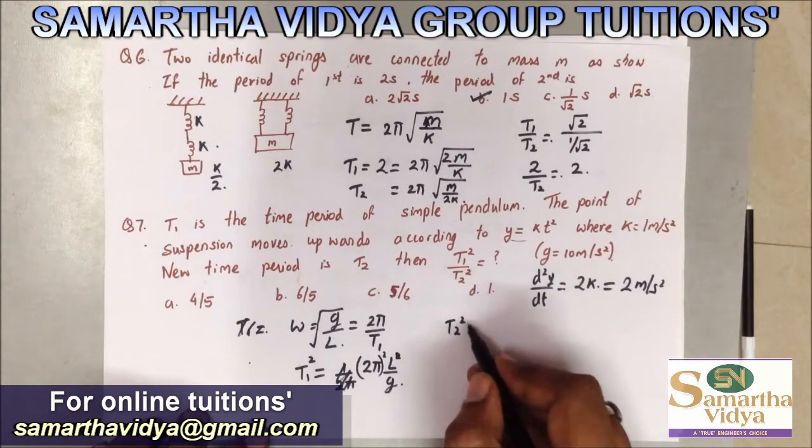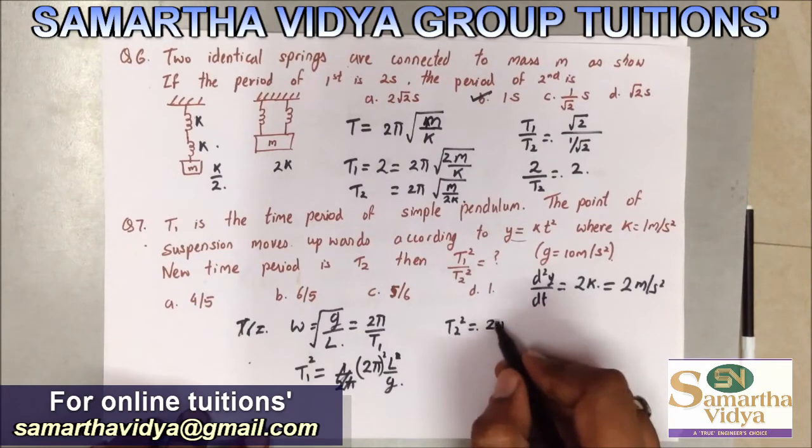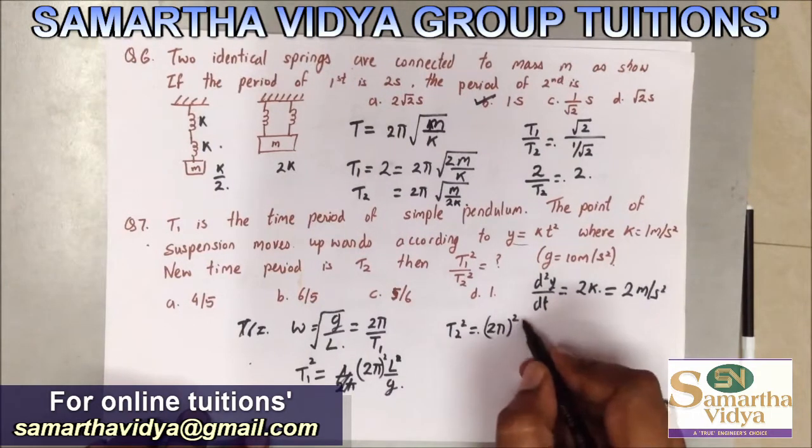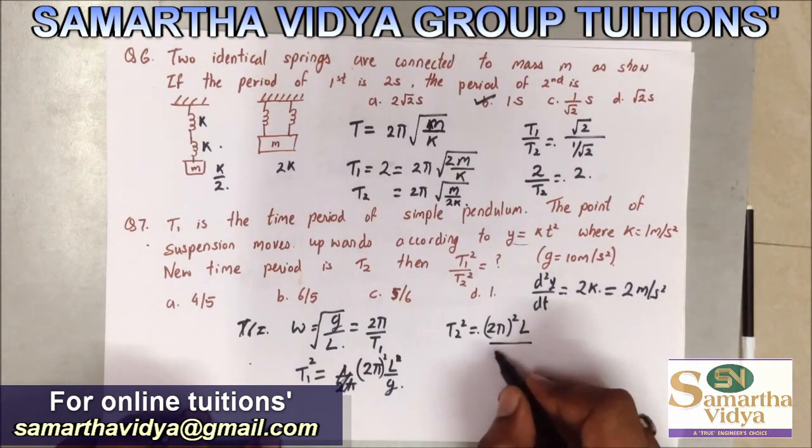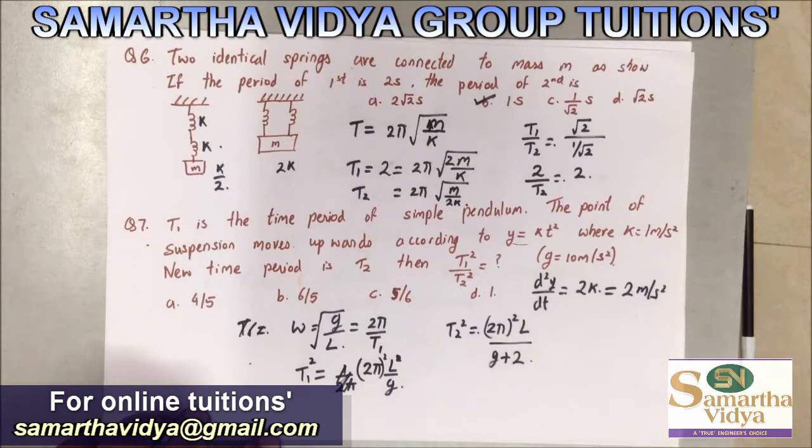The only thing which is going to be different is, 2 pi square root is going to be there, the L is going to be there, and the thing which is changing is nothing but the accelerated frame. So acceleration is going to be nothing but, as we discussed, g plus 2.